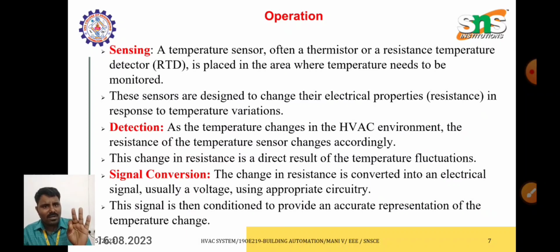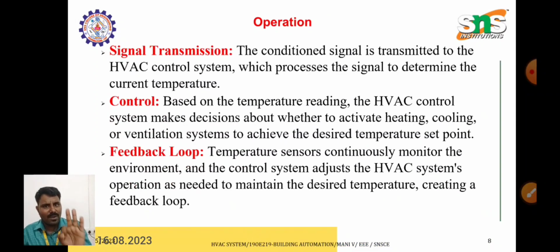And the third one is signal conversion. We have detected the temperature changes, so that information has to be converted into the corresponding electrical signal using a suitable circuit. That is nothing but signal conversion. We have to convert the temperature change, the resistance, into an electrical signal. And the fourth one is transmission. The converted electrical signal has to be transmitted from the signal conversion into the control unit. That is nothing but signal transmission.